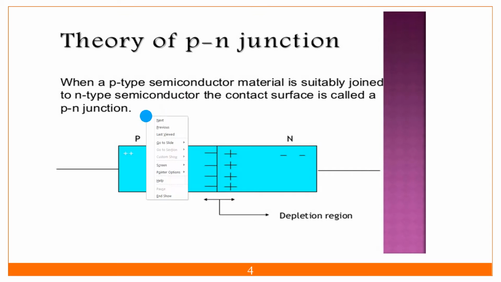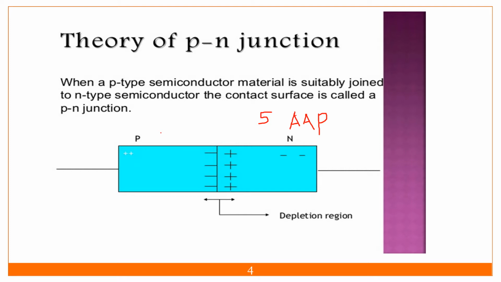If I add a pentavalent impurity, what are the pentavalent impurities? We have developed a trick, the AP, the A party: arsenic, antimony and phosphorus. If you add these to pure semiconductor, pure silicon or germanium, we get what?